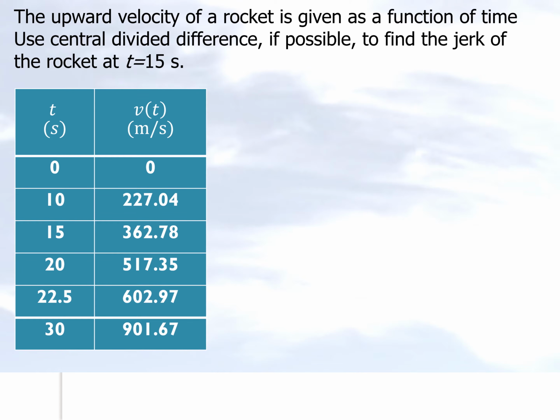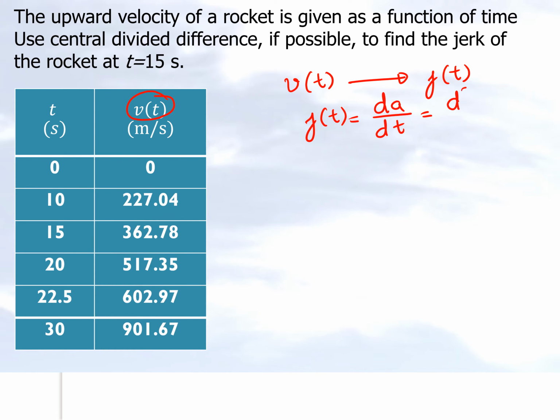Look at the example. So here is the upward velocity of a rocket which is given, so v of t is given, and you want to find the jerk of the rocket. The jerk of the rocket is given as the first derivative of the acceleration, which will be, of course, the second derivative of the velocity. So if we want to find the jerk of this rocket at 15 seconds, that means we have to find the second derivative of the velocity at 15 seconds.